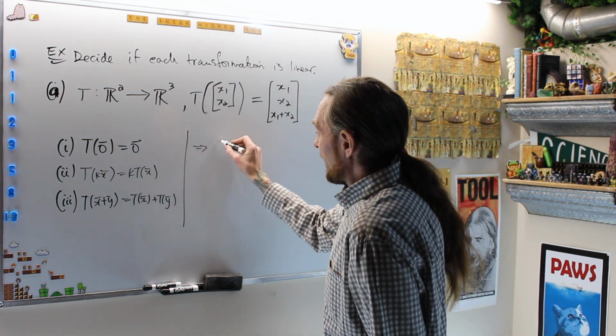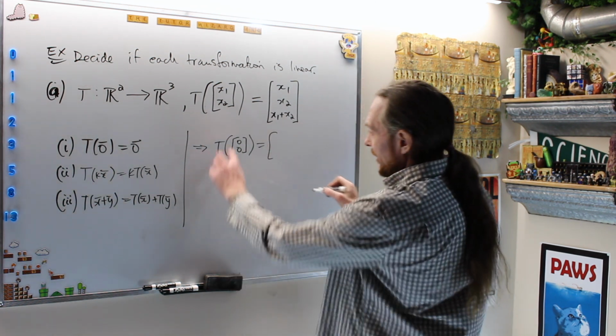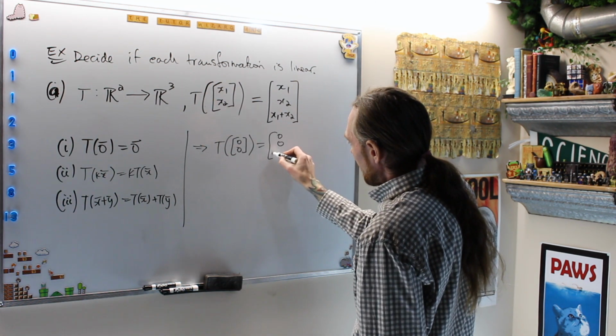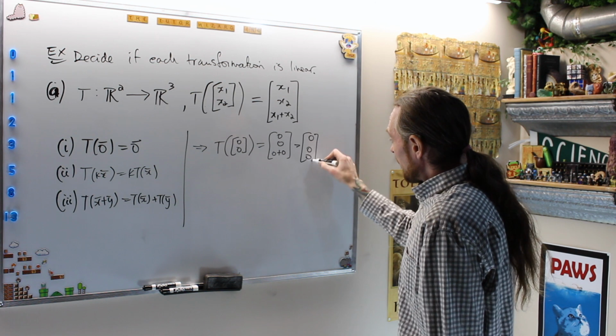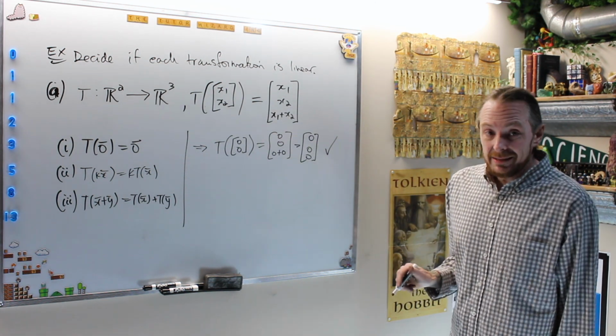For 1, yes, T of (0, 0) equals, I literally just do what it said here. I put them where their selves are, and then I add them, and luckily 0 plus 0 is 0. So I get (0, 0, 0). T of 0 is 0. Check. I can't say therefore linear. I have to check the other things.